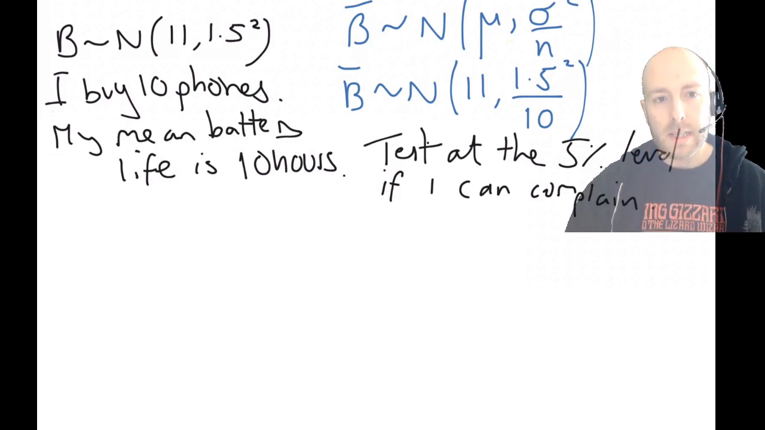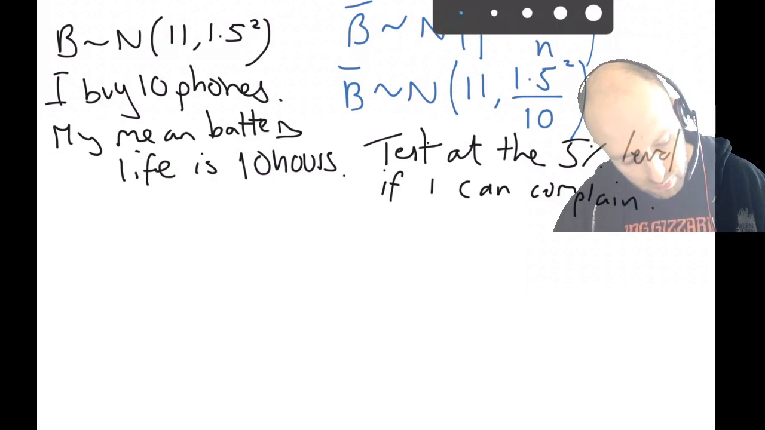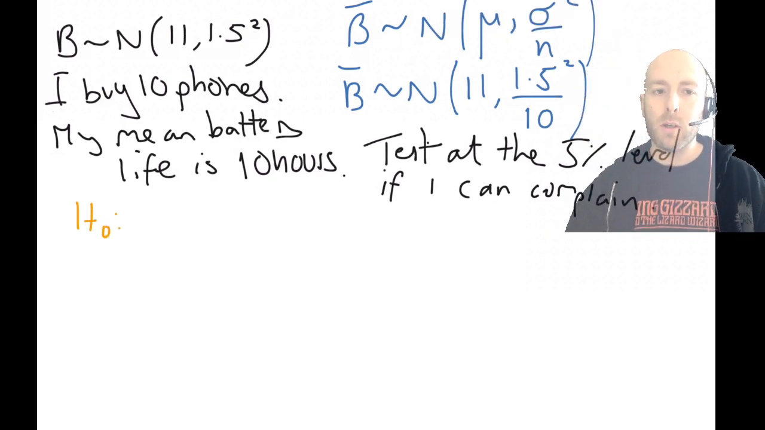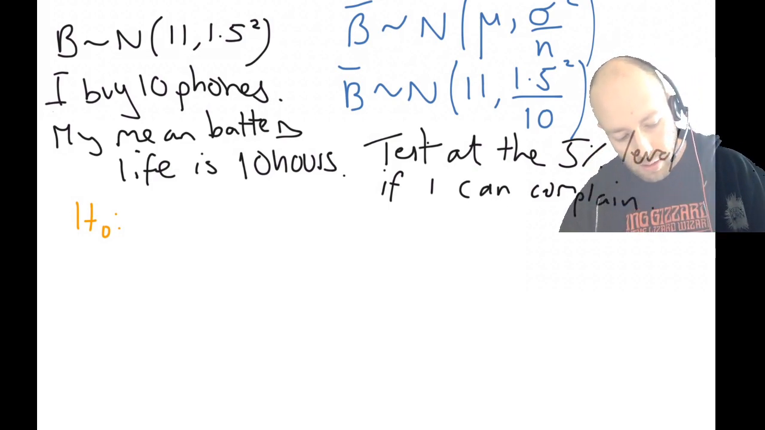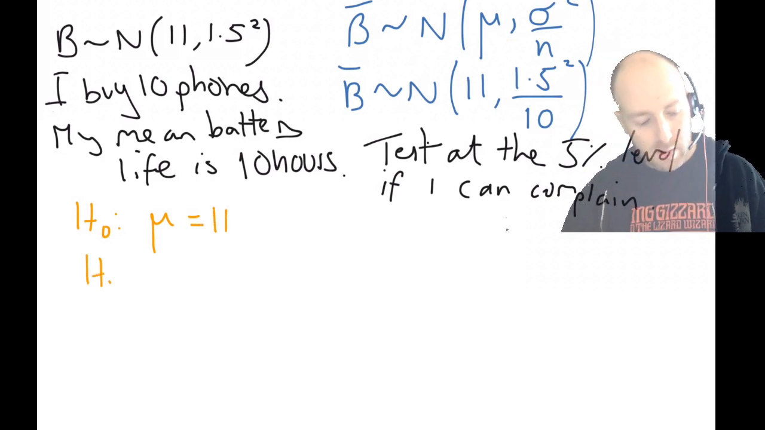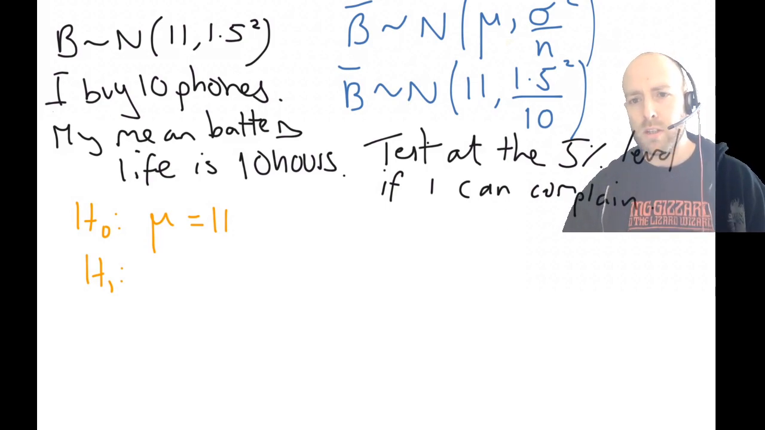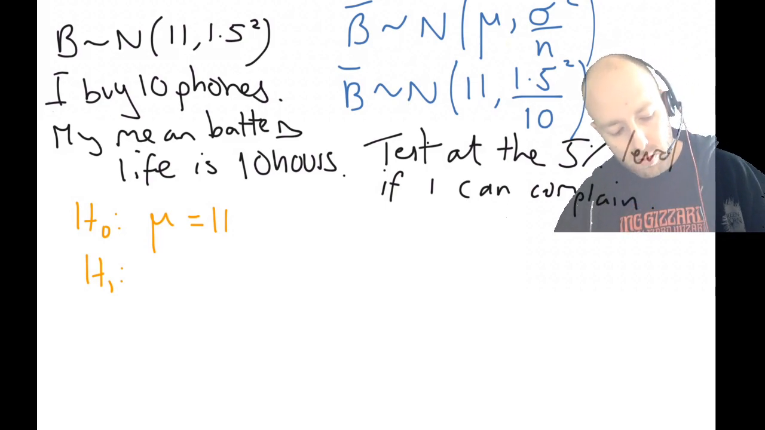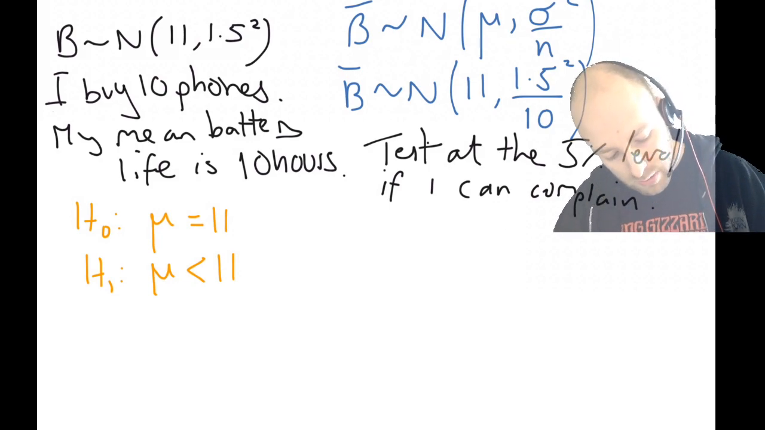All right, so we need to state some hypotheses because we always do. Null hypothesis, same as back in binomial. The null hypothesis assumes that nothing has changed, so we're going to assume that the mean is still 11. The alternate hypothesis: I believe that the battery life is less. So the null hypothesis is mu equals 11, and the alternate hypothesis is mu is less than 11. So there's my hypotheses. We're looking at a one-tailed test because I'm only doing less than.